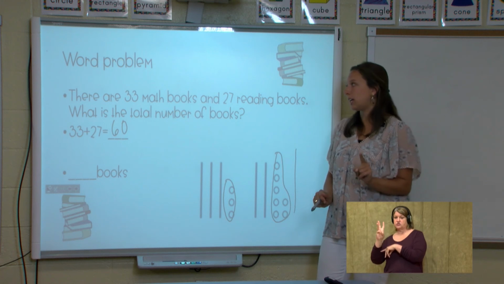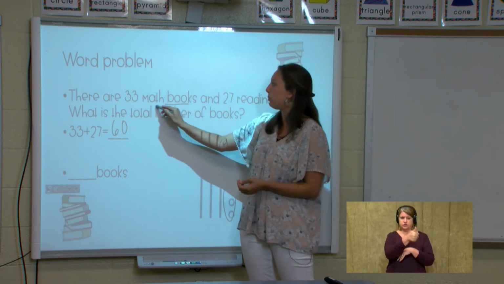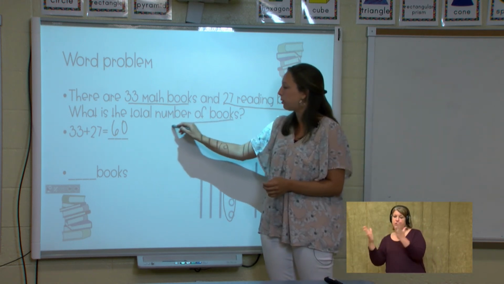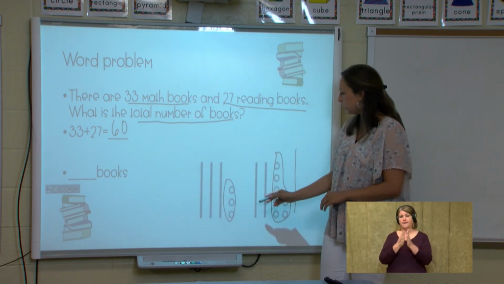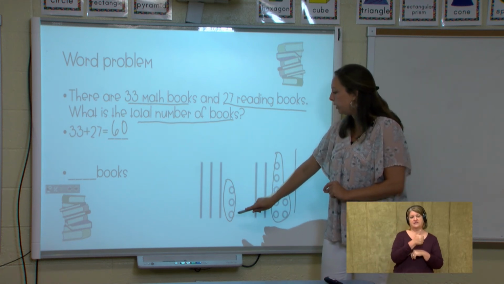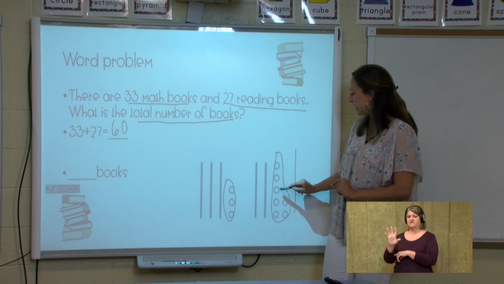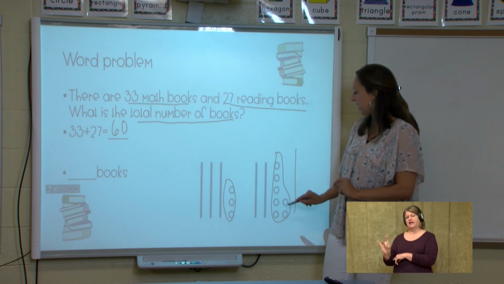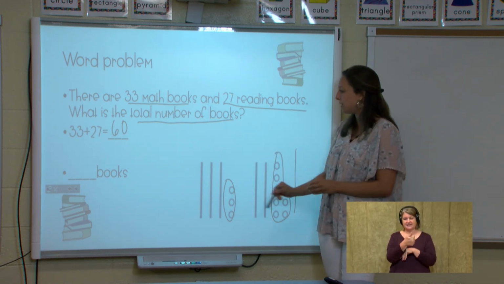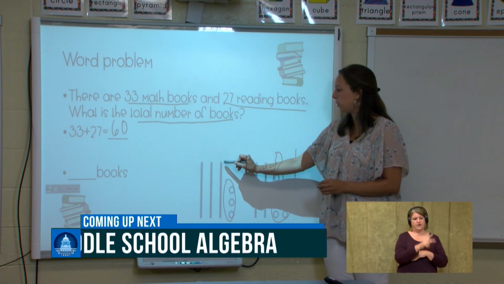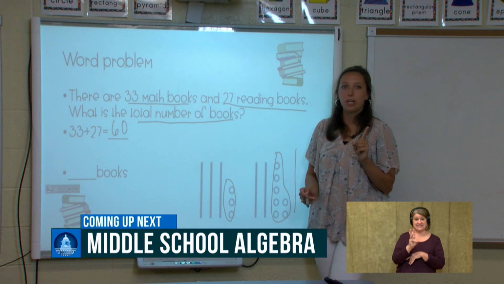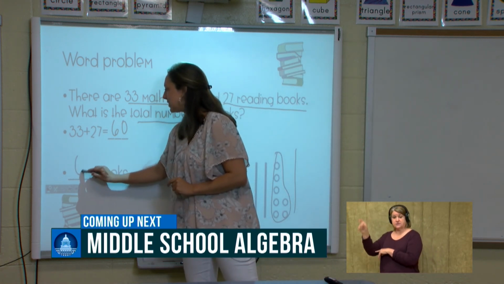Always double check yourself. So if there were 33 math books and 27 reading books, the total number of books. Counting for our group of 10 again. 1, 2, 3, 4, 5, 6, 7, 8, 9, 10. Our ones made a group of 10, and then you count your rods. 1, 2, 3, 4, 5, 6. I had 6 rods. We know that that gives us 60 books in all.